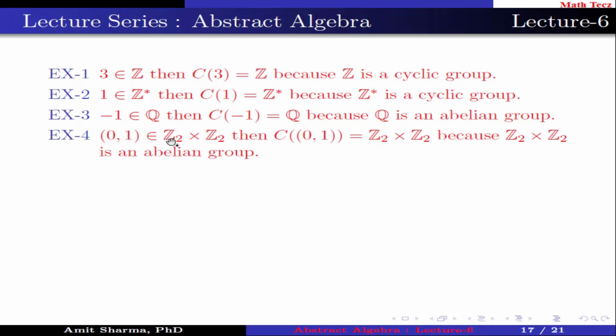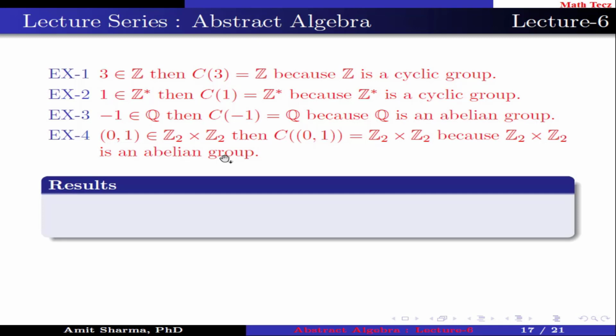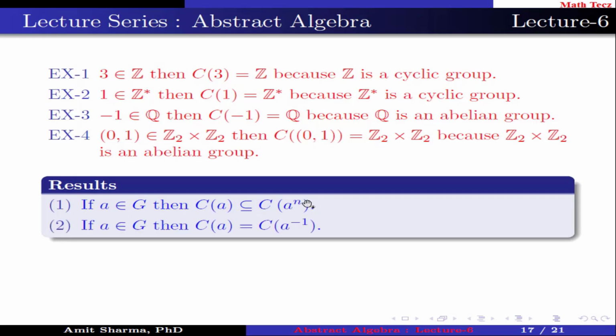(0, 1) belongs to Z2 cross Z2, then the centralizer of (0, 1) equals Z2 cross Z2, because Z2 cross Z2 is an abelian group. Next, results. Number 1: if a belongs to G, then the centralizer of a is contained in the centralizer of a to the power n. Number 2: if a belongs to G, then the centralizer of a equals the centralizer of a inverse.